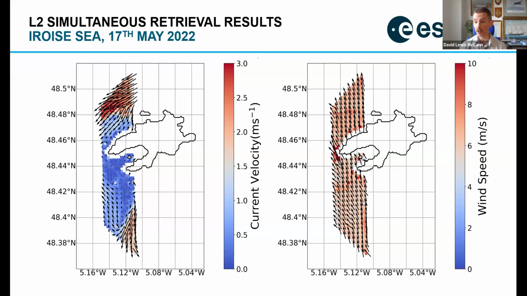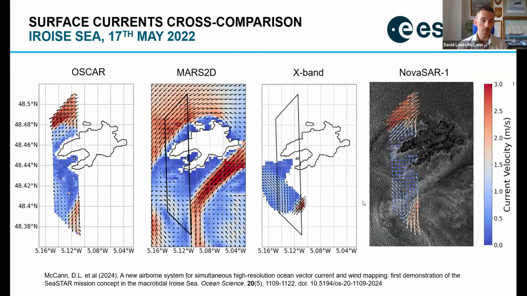And the wind speeds look very reasonable as well. And we'll get onto some comparisons in a moment, but really quite nice data out of this instrument. So this was reported in our 2024 paper in Ocean Science. So we have our first comparisons between the various data sets that we have over this area.